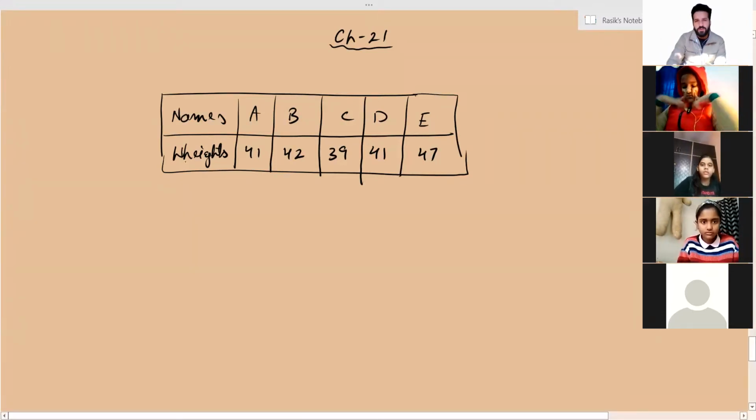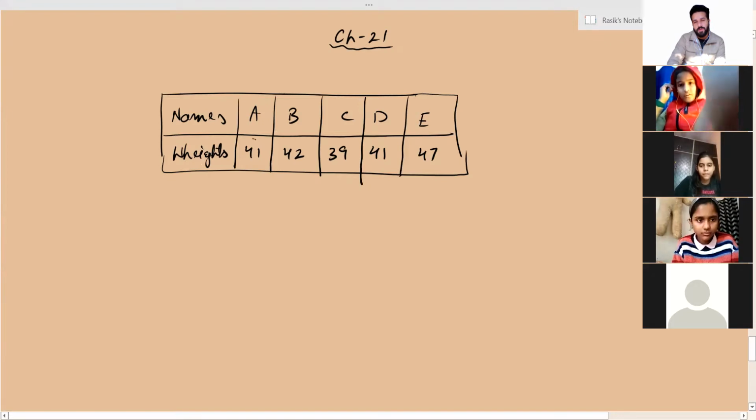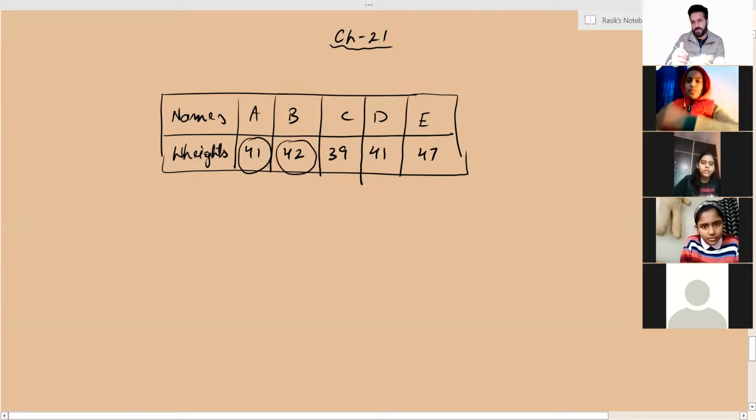Observations, these values. What is the weight of A here in the table? 41. So this is an observation. What is the weight of B? 42 kgs. Again, it is an observation. So these are all observations. How many observations are there? 5 observations are there.